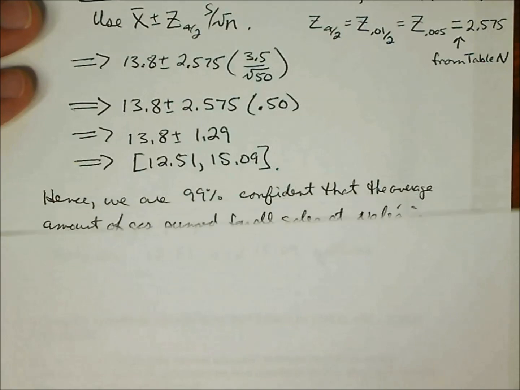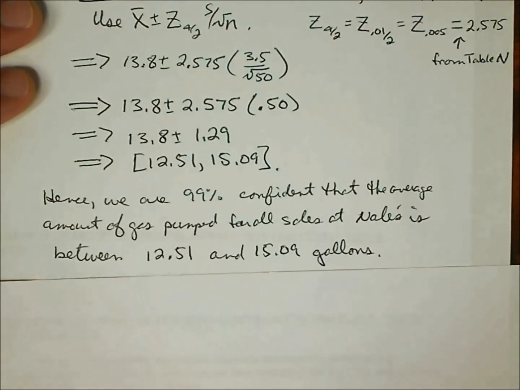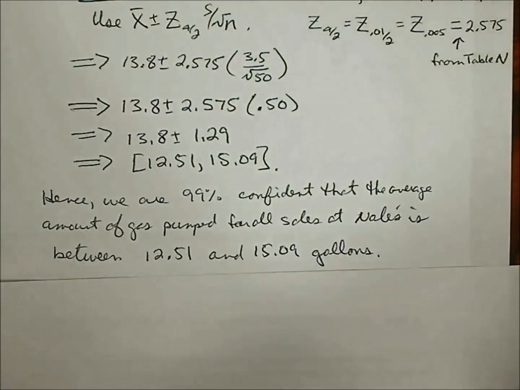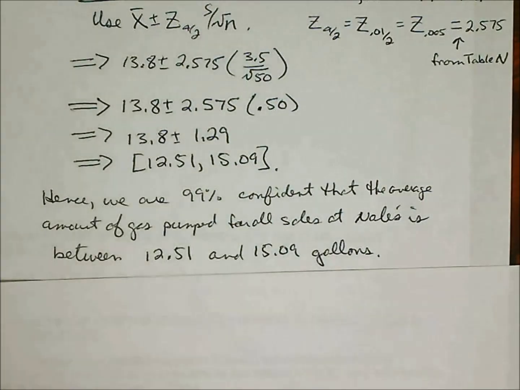So interpreting this, we're 99% confident that the average amount of gas pumped for all sales at Nails is between 12.51 and 15.09 gallons. So if somebody said, I think that the amount pumped is around 14.5 gallons, this confidence interval wouldn't be strong evidence for that, but we would say, hey, that's a plausible value.